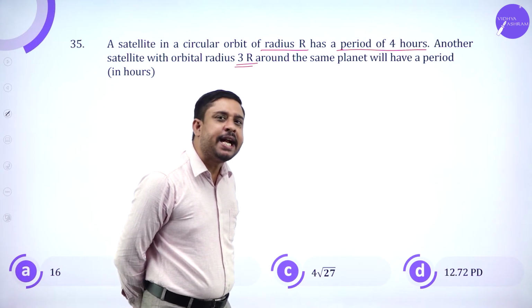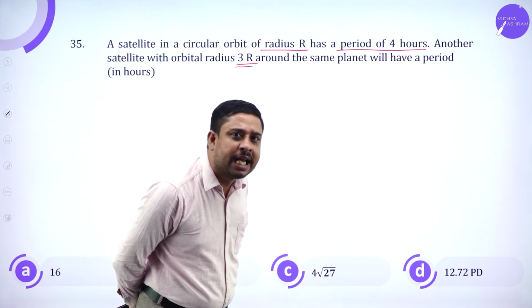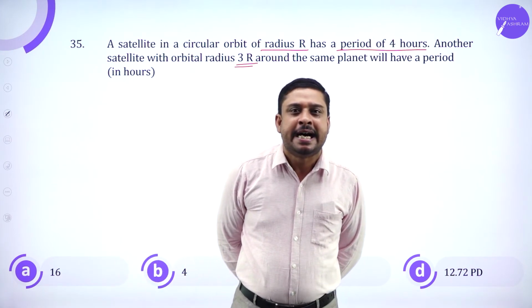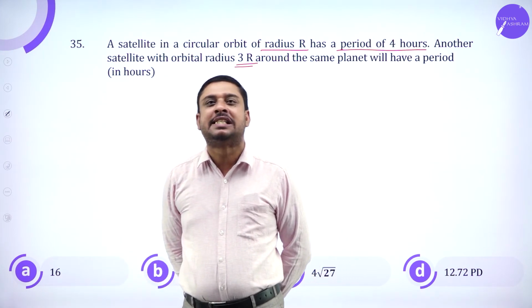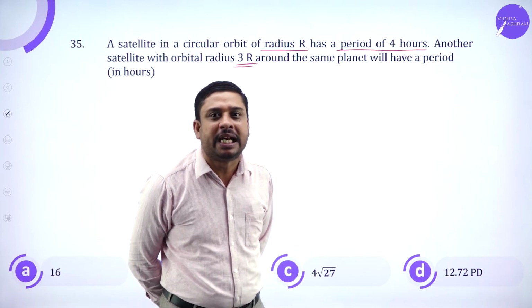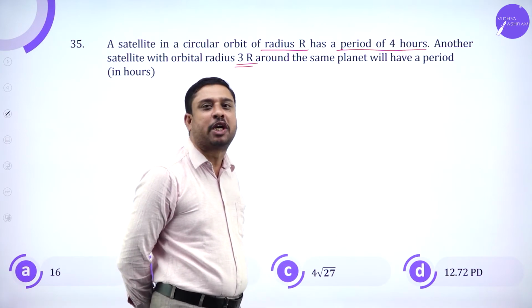Now we have to relate period of rotation and radius of the circular orbit.